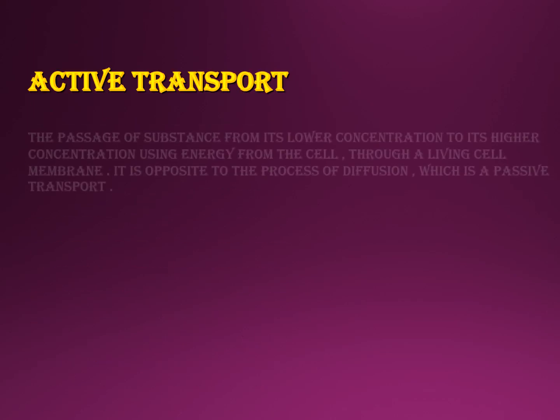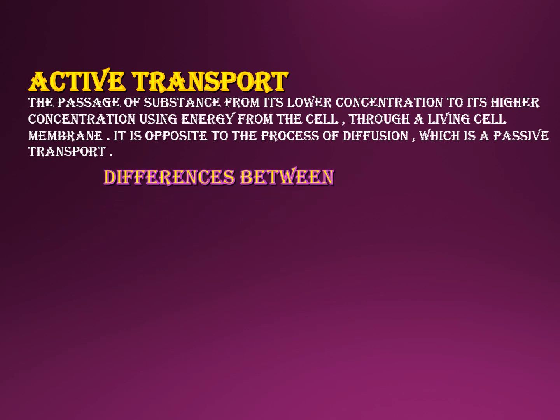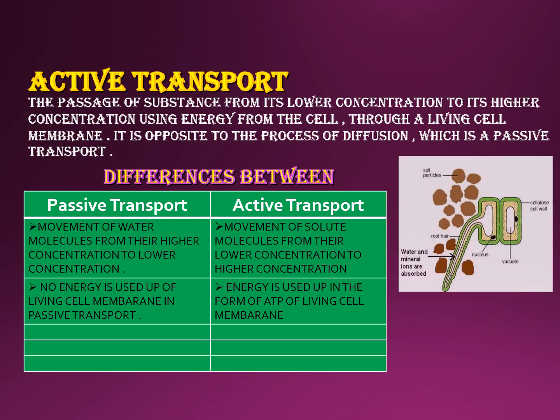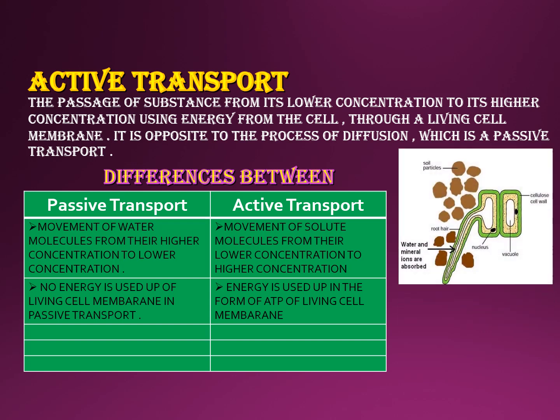Now the next, what is active transport? You can see that plants keep absorbing water continuously from the soil. Suppose the plant is utilizing some energy to absorb water from the soil. We call it active absorption, and transport is the same thing. Actively, when it is transporting water, utilizing some energy, we call it active transport.